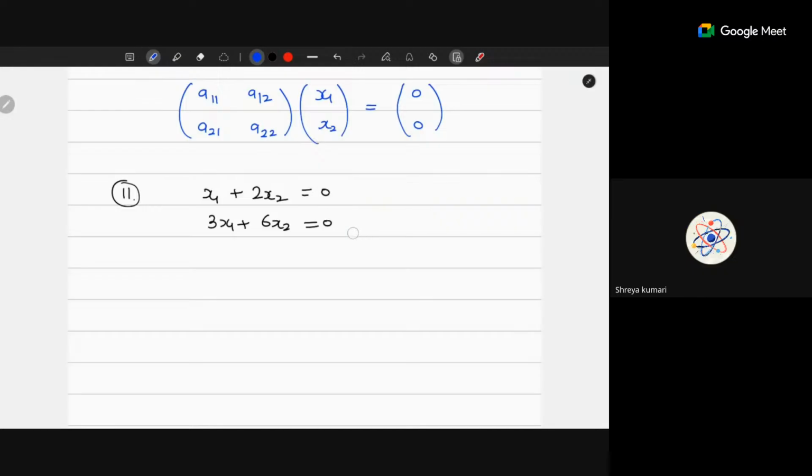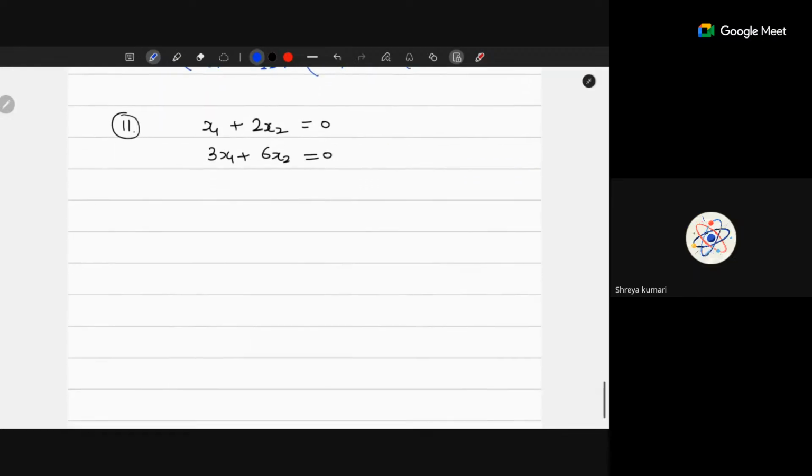Let's check. Both are dependent, sir? X1 is dependent and X2 is independent, sir. Right. So let me first write down the corresponding matrix A. What is the corresponding matrix A? 1, 2, 3, 6.